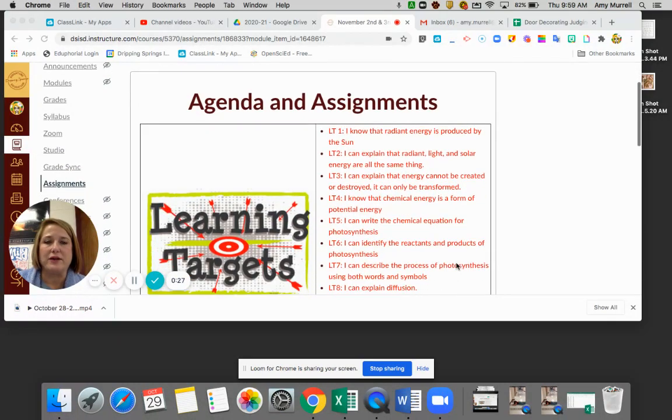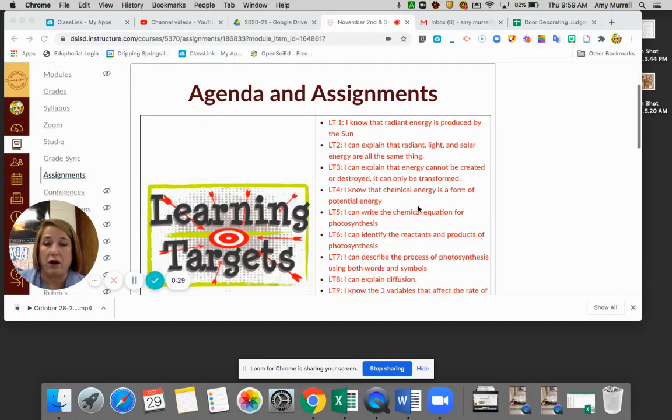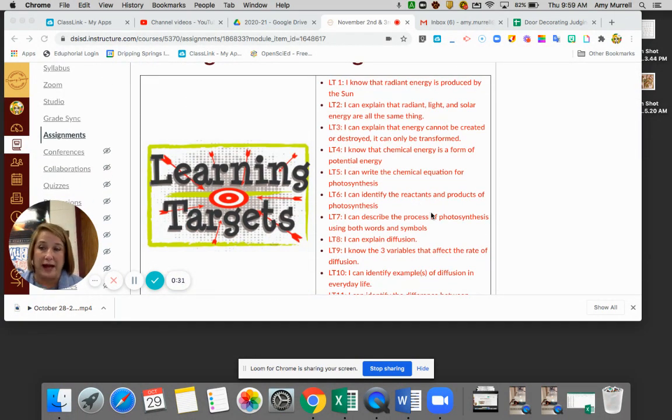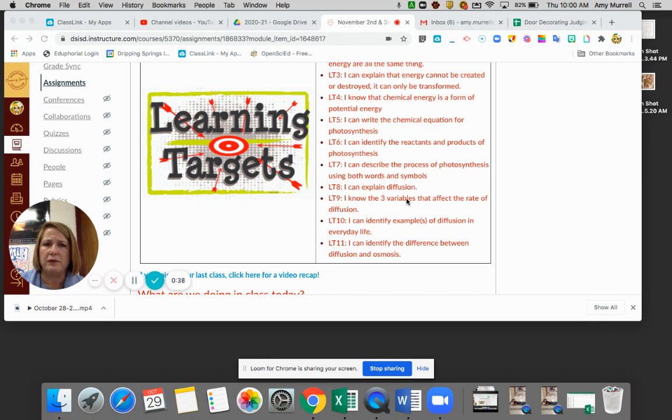You can see here that the learning targets are here. We've talked about these already. On the last recap, I went through all of the photosynthesis learning targets. Then we added a little bit for diffusion. So you need to be able to explain diffusion, which is the movement of particles across a membrane from an area of high concentration to an area of low concentration.